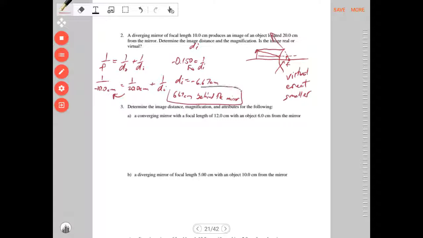Okay, that's how we interpret that. And then magnification. We don't know the heights, but we don't need the heights because we can use the negative di over do. So negative, and then di is negative 6.67. See how the two negatives are going to cancel? And then do, we know, is positive 10.0 centimeters.